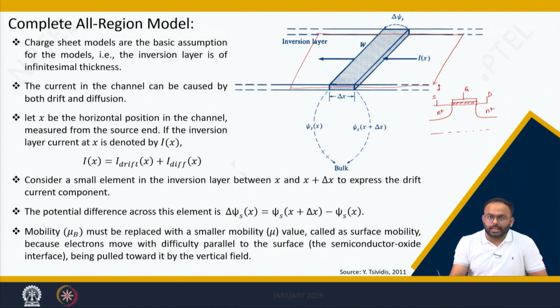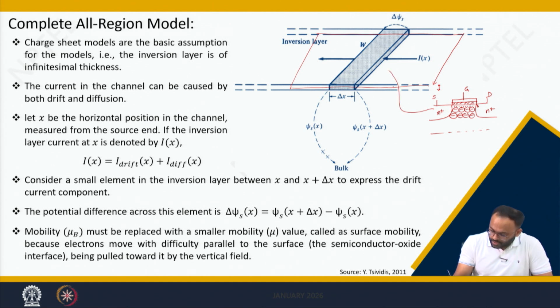The moment you apply gate voltage, the channel first gets depleted and then the inversion region forms. Our assumption is that the thickness of this inversion region is infinitesimally small. This is a representation of the inversion region. We assume that the thickness of the inversion region is very small, and we are moving towards the x direction to see how my surface potential and the charge vary.